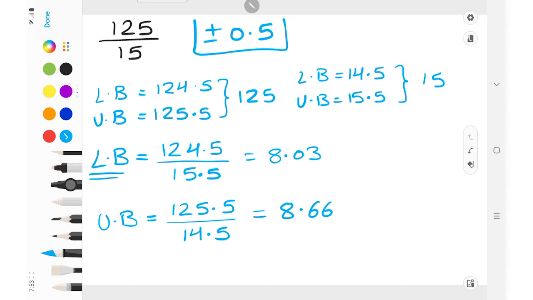So we'll take another few examples. Let's take 3 numbers now: 250 multiplied by 7 divided by 100. Here I have 2 operations, multiplication and division. When I see these kinds of questions, first I find the lower and upper bound for all the numbers that I have. So let's start with the 250.